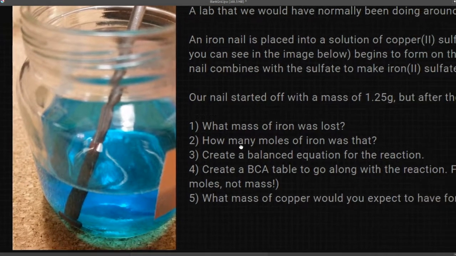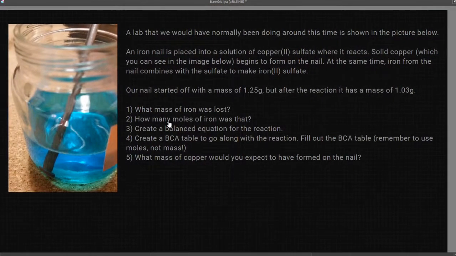It's pretty cool. So, the questions we have: what mass of iron was lost? How many moles of iron is that? I need a balanced equation for the reaction, the BCA table that goes along with it, and finally, what mass of copper would you expect to have formed on the nail? So we're going to go through this step by step. I'll show you my math. I'll let you know everything.